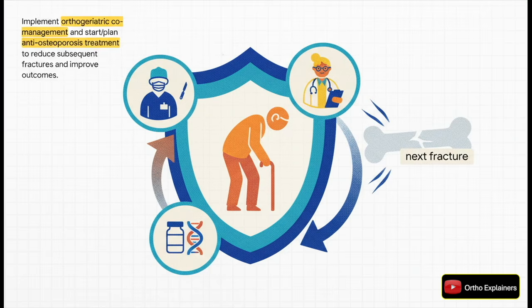And look, let's be clear. Our job isn't done when the dressings are on. To really move the needle on outcomes, we have to embrace orthogeriatric co-management and make sure every single one of these patients gets into a secondary prevention pathway for their osteoporosis. That's how we prevent the next fracture.